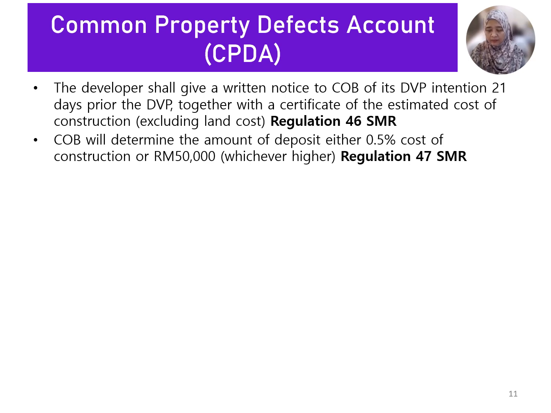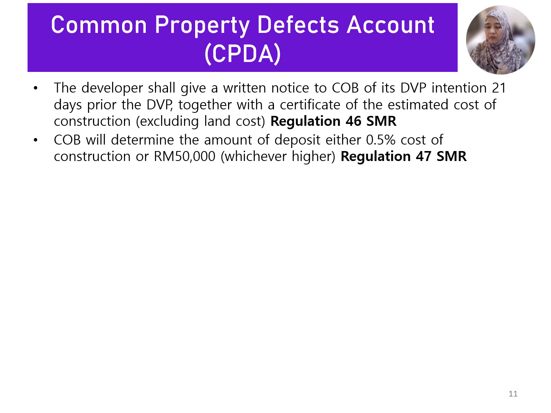COB upon receiving the notice and also the certificate of cost of construction cost just now, they will determine the amount of deposit of CPDA just now. Berapa amount yang patut dimasukkan dalam CPDA for that particular new scheme. Either 0.5% cost of construction or 50,000. Mana yang lebih tinggi? So dia akan calculate, okay? From the construction cost just now, dia akan calculate 0.5%.